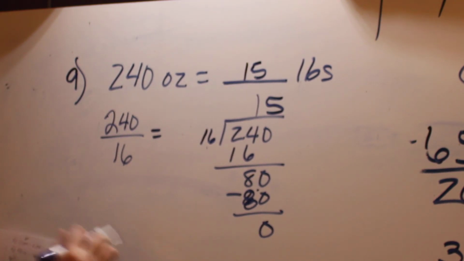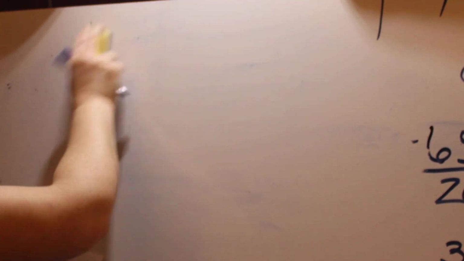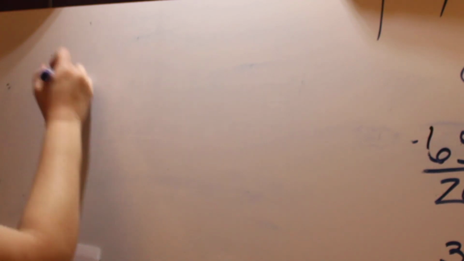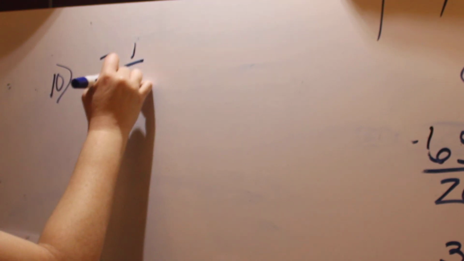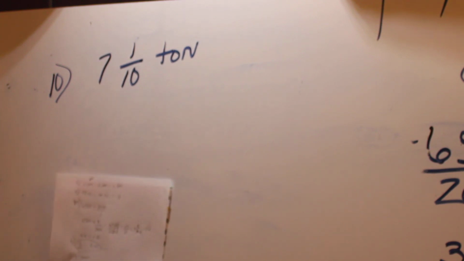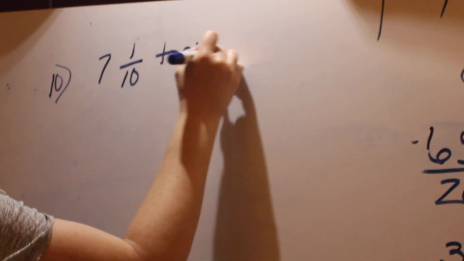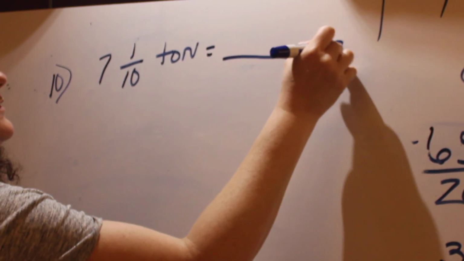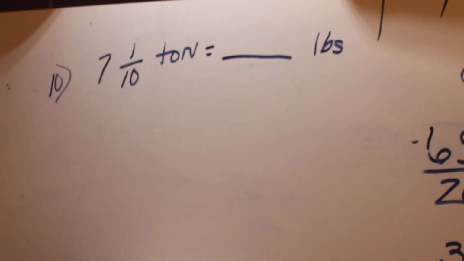All right, number 10. Oh, that's a lengthy one, and it's going to involve a fraction. Number 10. 7 1/10 of a ton is equal to how many pounds? Again, the fraction, I don't think they should be putting that in, but they did.